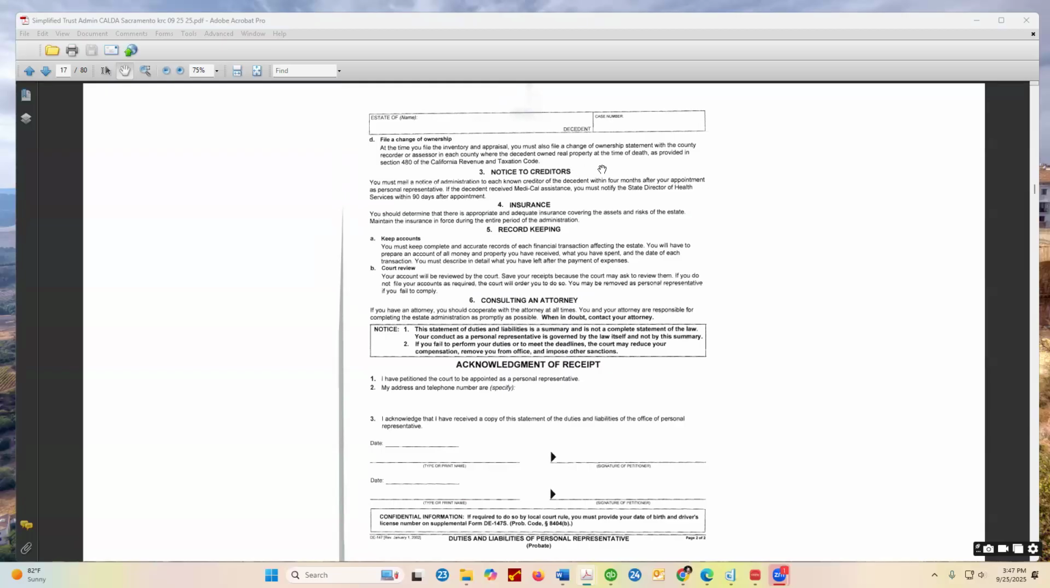You need to file a change of ownership report with the county assessor's office. Give notice to creditors of the decedent's death. Insurance, check to see if it's adequate and inform the insurance company. You need to keep track of every penny in the estate and how the money was earned or spent, how it benefited the estate. And then for probate, you have court review. And if necessary, hire an attorney to help with the administrative duties.